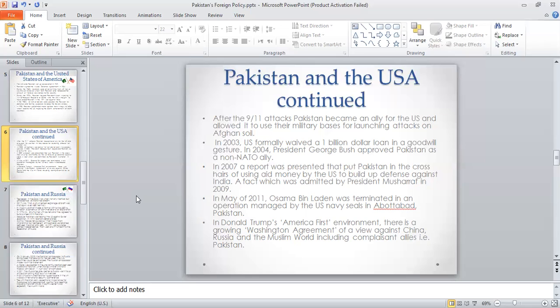The Kerry-Lugar bill showed United States distrust in Pakistan military command and approved aid on the condition that it would be used for non-military purposes, a sum of $7.5 billion. In May of 2011, Osama bin Laden was killed in an operation managed by the US Navy SEALs in Abbottabad, Pakistan.